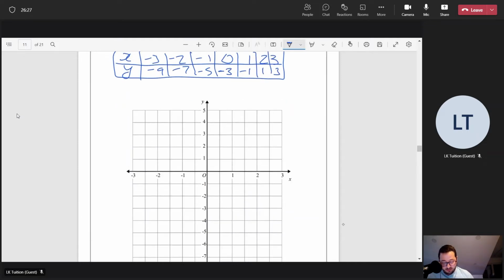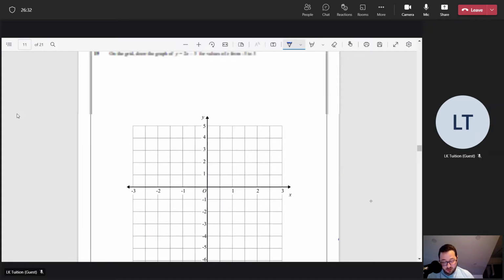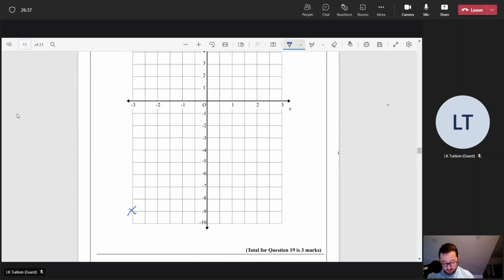So we've got minus 3, minus 9, which is there. We've got minus 2, minus 7, which is there. We've got minus 1, minus 5. We've got 0, minus 3. We've got 1, minus 1. We've got 2 and 1. And we've got 3 and 3, sorry. Like that. Then when you join them up, it should create a lovely straight line, but obviously use a ruler.